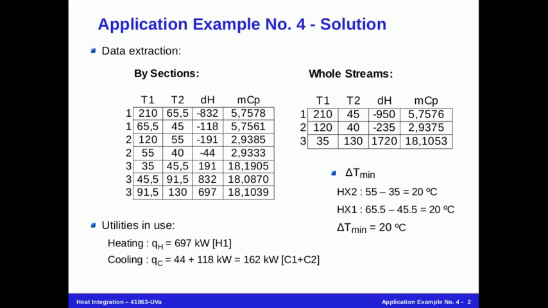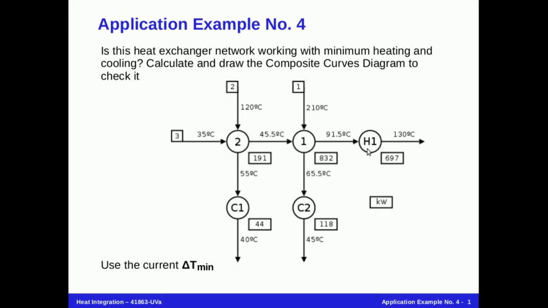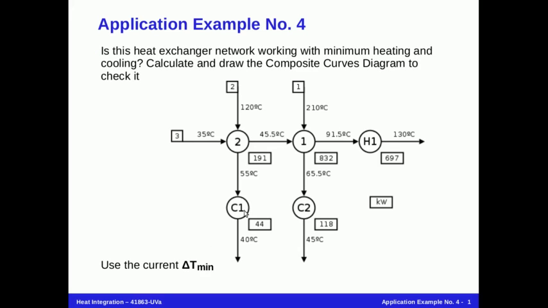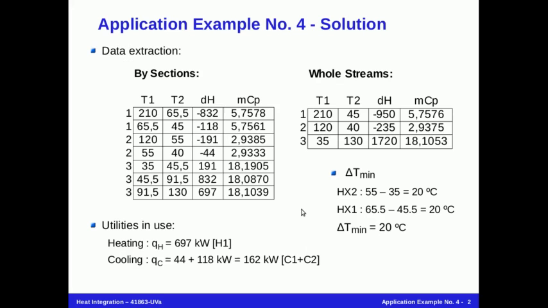And about the current utility use, for heating we have just one heater, H1, that is 697 kilowatts, and for cooling we have two coolers, cooler 1 and cooler 2, and the summation of both is 162 kilowatts.